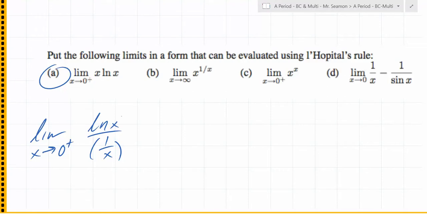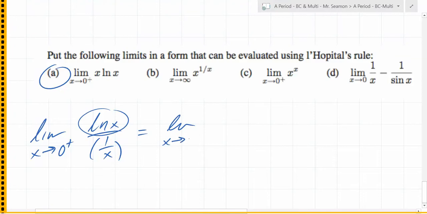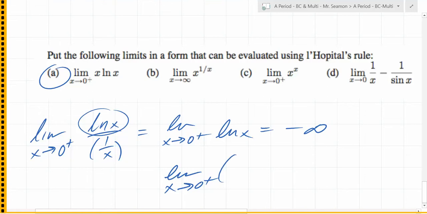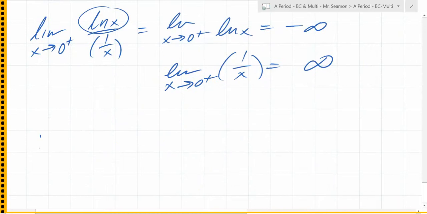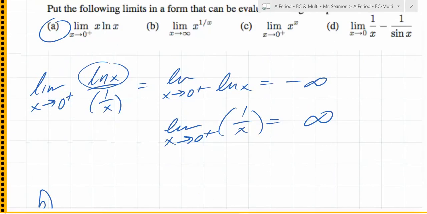But what happens as x goes to 0 from the right here? So what is the limit as x goes to 0 from the right of ln x? Negative infinity, right? What's the limit as x goes to 0 from the right of 1 over x? Positive infinity. And is negative infinity over positive infinity one of the indeterminate forms? Yeah. So you can force a division to appear. Exactly, so now you can apply L'Hopital's rule.